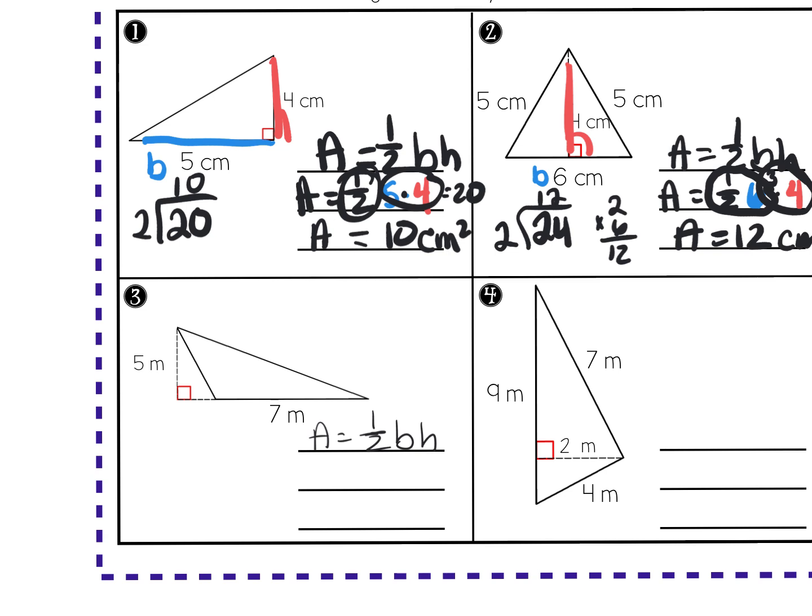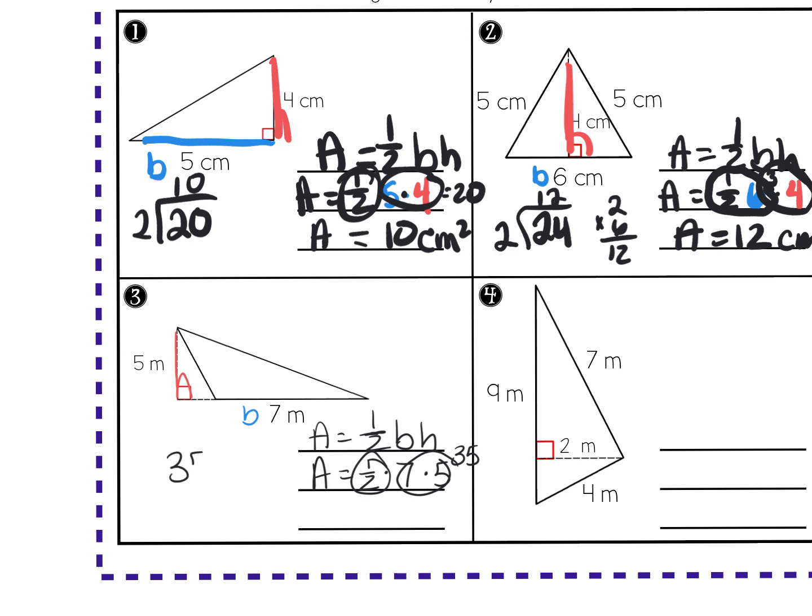So here's my base. Let's do that blue base. Height is this straight right here, so that's 5. So A equals 1/2 times 7 times 5. I can't find half of 7 easily. I can't find half of 5 easily. So let's go ahead and multiply those first. 7 times 5 is 35. And then to find the half of that, we have to divide by 2.